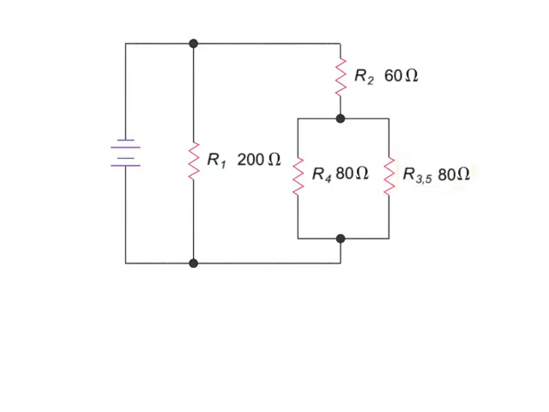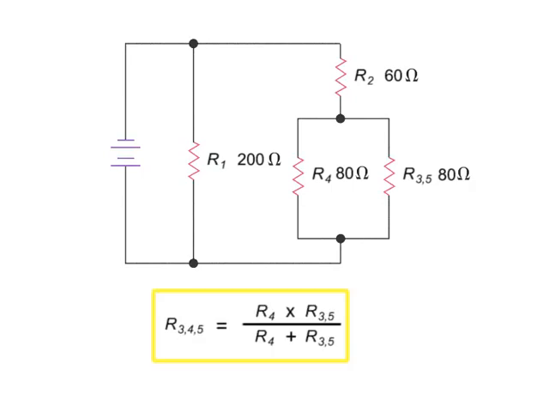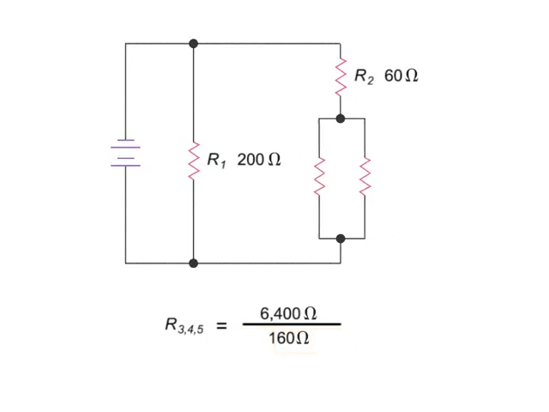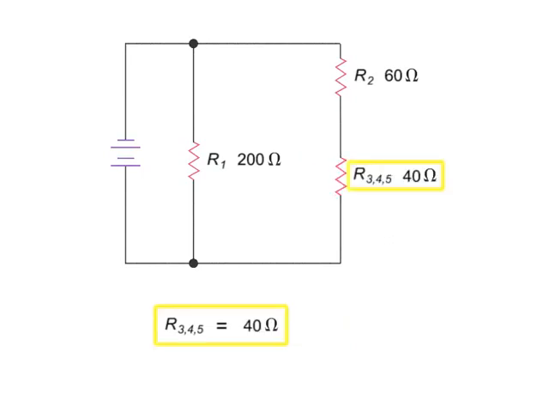Now, the R4 resistor and the equivalent resistance of the R3 and the R5 resistors are in parallel. Their combined resistance can be calculated by dividing their product by their sum. Thus, using the product over sum equation, we have 80 times 80 equals 6,400 divided by 80 plus 80, which is 160, giving 40 ohms.